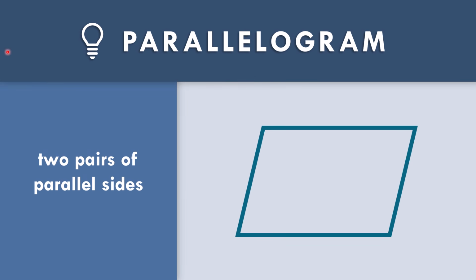What is a parallelogram? A parallelogram is a quadrilateral with two pairs of parallel sides. Based on the figure of this parallelogram, one pair of the parallel sides is this one, the one in yellow. Another pair of parallel sides is the one in red. So this parallelogram has two pairs of parallel sides. This is the first pair and this is the second pair.